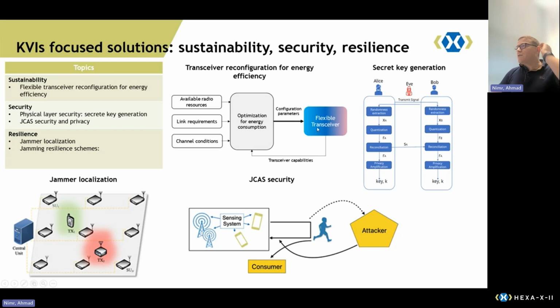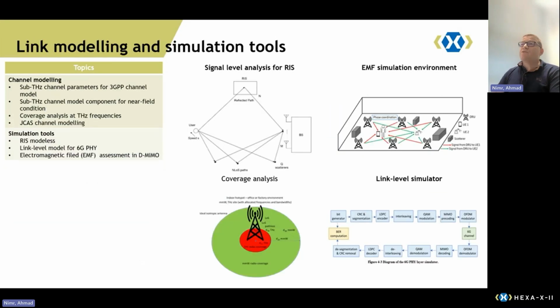Physical layer security is also a small contribution in this project. It covers one item about secret key generation. We have resilience schemes, for instance, jammer localization, and even though this scenario is for sensor networks, it can be also applied to the distributed MIMO case, and several activities in the context of JCAS, like for security and privacy.